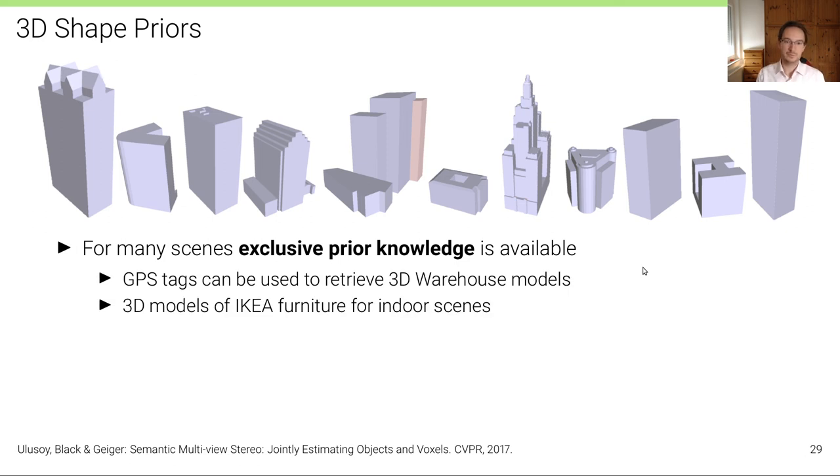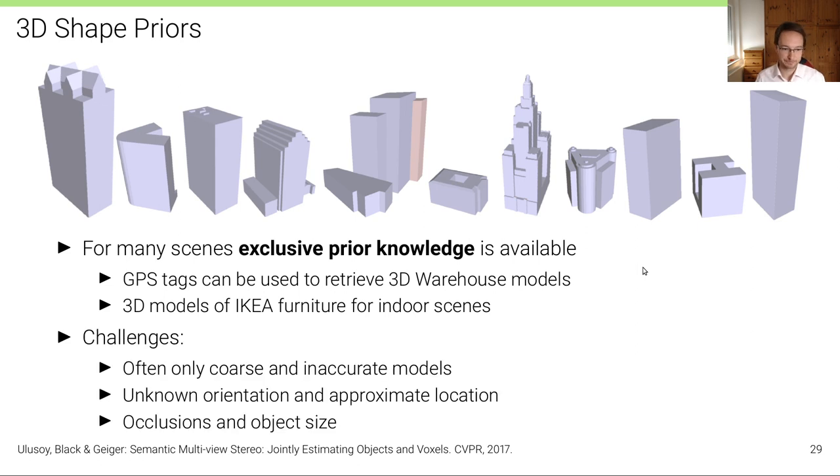For example, if you know the GPS tag or the rough location of where the images have been taken, you can simply query that in 3D Warehouse and you obtain 3D models for that scene. And that's what has been obtained for that particular scene here. So you can see there's rough building outlines available for this scene. And for indoor scenes, for example, many rooms contain particular types of furniture like IKEA furniture. And so for these types of furniture, there's also a lot of CAD models available online that can be used as prior knowledge. However, there's a lot of challenges also involved.